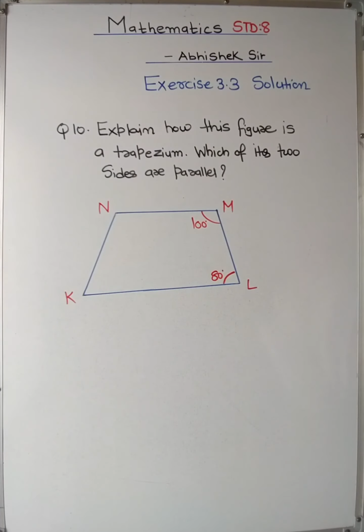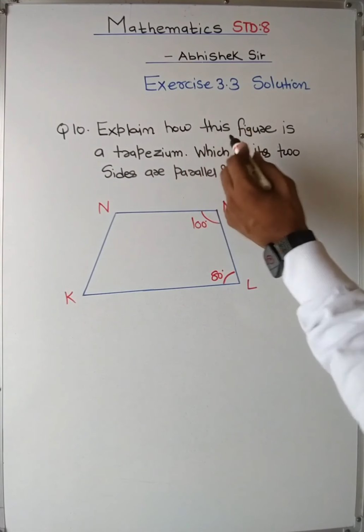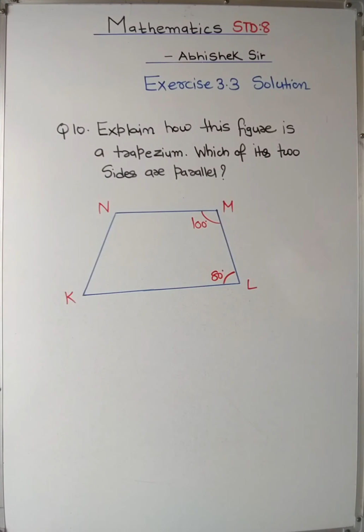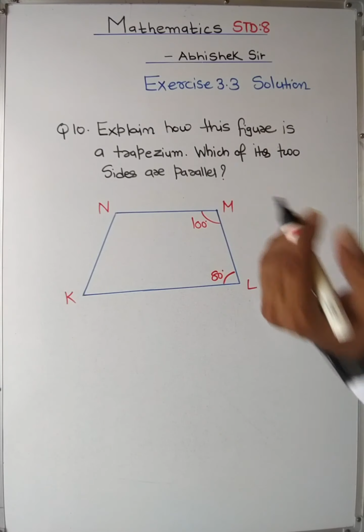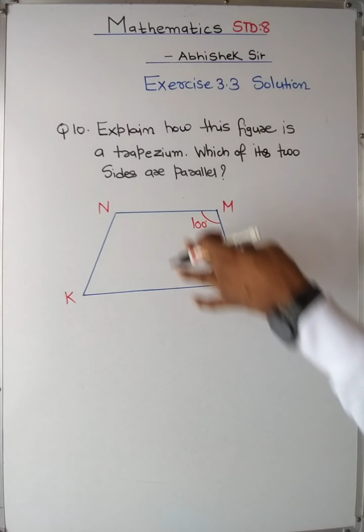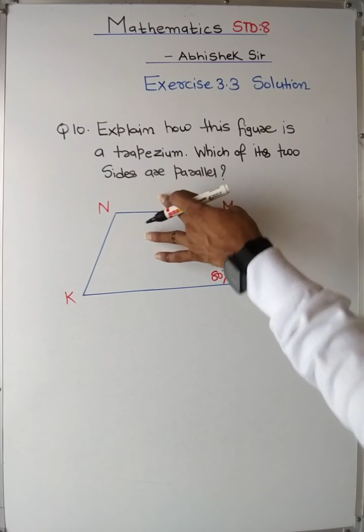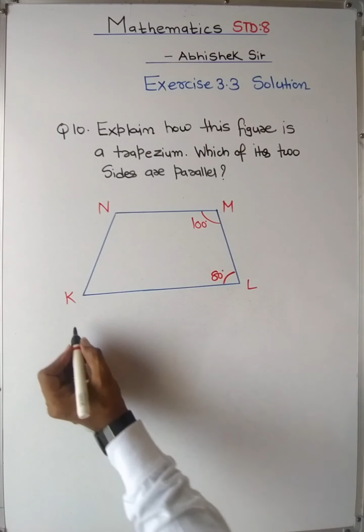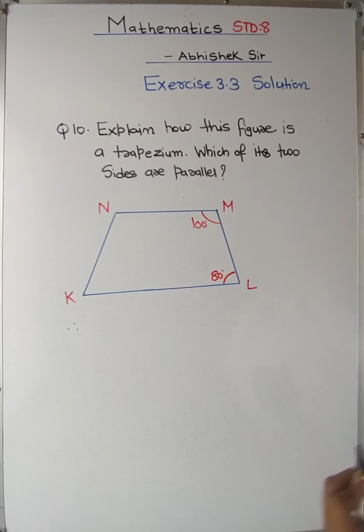Solving question number 10. Explain how this figure is a trapezium. So we have to give the reason why this is a trapezium, and if it is a trapezium, then which of its two sides are parallel. Now even if in the figure you can see KL and MN are parallel, we have to give a proof for that. That means we have to start looking for the proof.